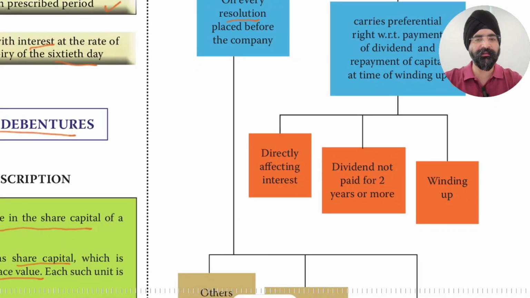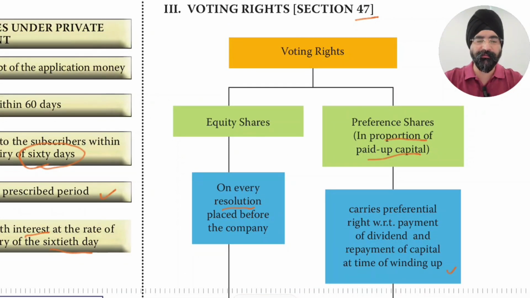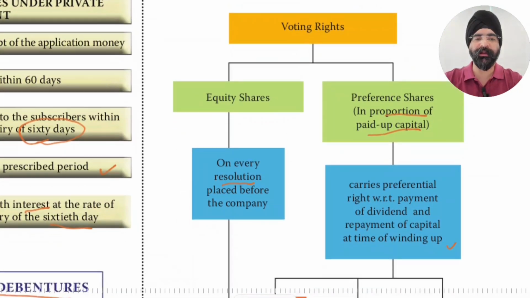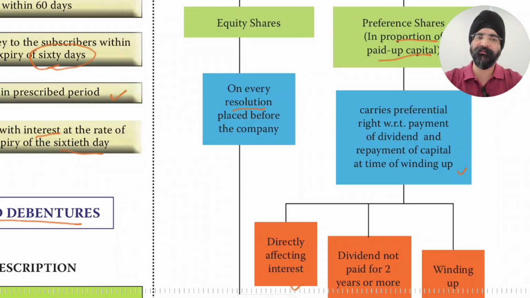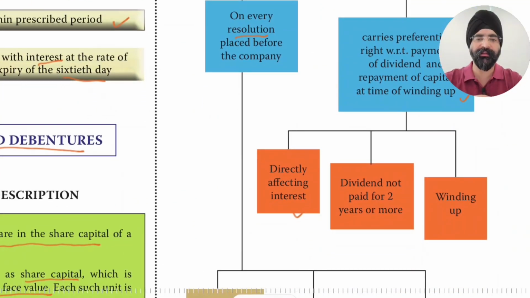Now, next is resolutions directly affecting interest. Preference shares ideally carry a preferential right as to payment of dividend and winding up. What happens is, if there are resolutions which directly affect the interest of preference shareholders, then they have the right to exercise their voting power.